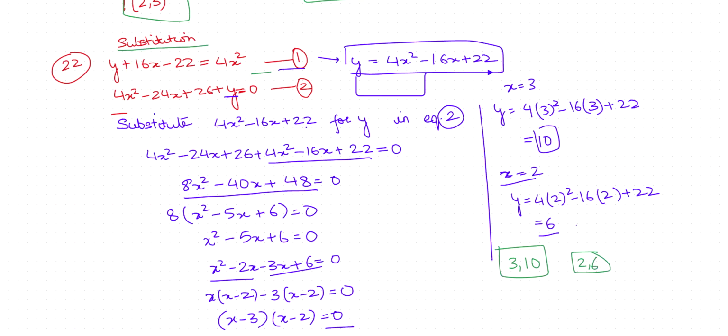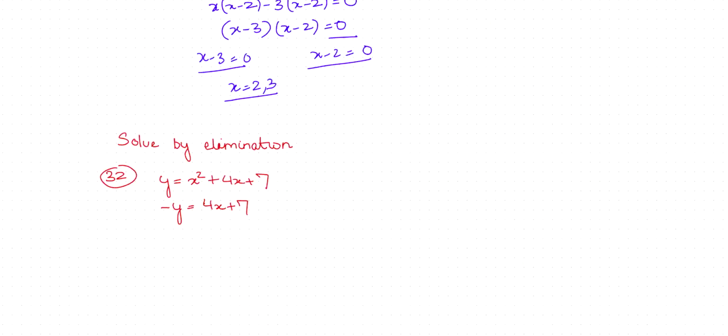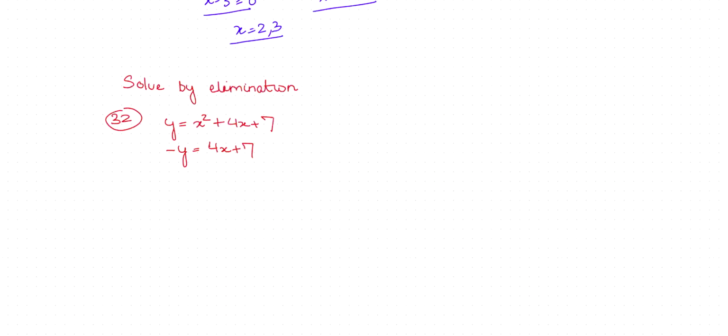Now let's try how we'll do elimination. So this is the equation given to us, question 32. These are the two equations, 1 and 2, and we have to solve by elimination. So we can add both of them. If we add y minus y, okay, we are adding 1 and 2.